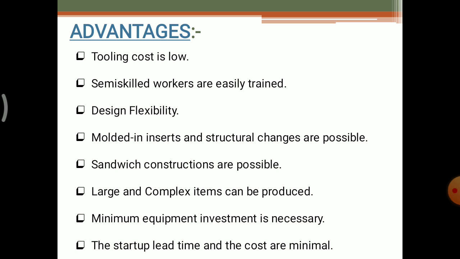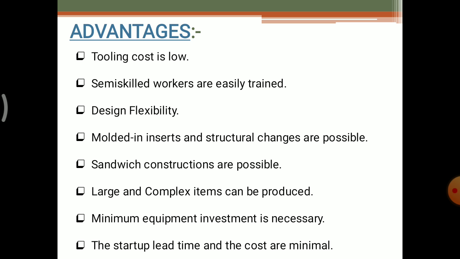Next one is the design flexibility. You can create any type of design on the mold and we can obtain a product on these molds also. So that is the design flexibility. Next one is that molded-in inserts and structural changes are possible. When we have to change the structure, structural changes are also possible through different types of molded inserts. Next, sandwich constructions are possible. Sandwich construction means a layer is attached on another layer, and there are several layers. Several types of layers with different kinds of materials can be constructed by this method.